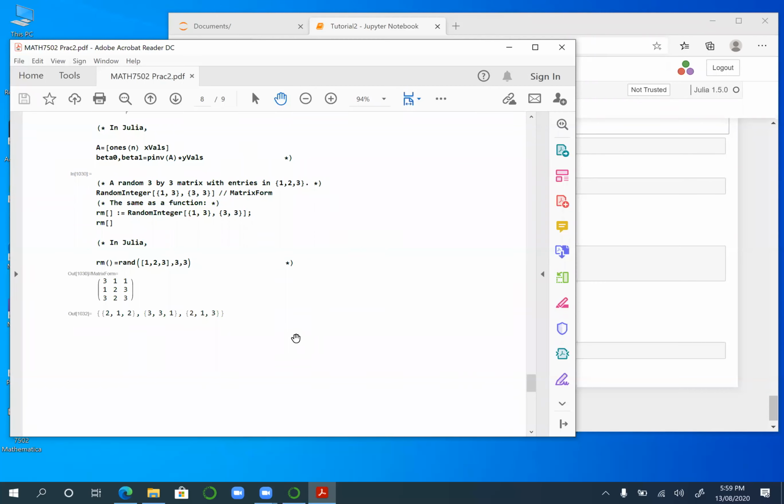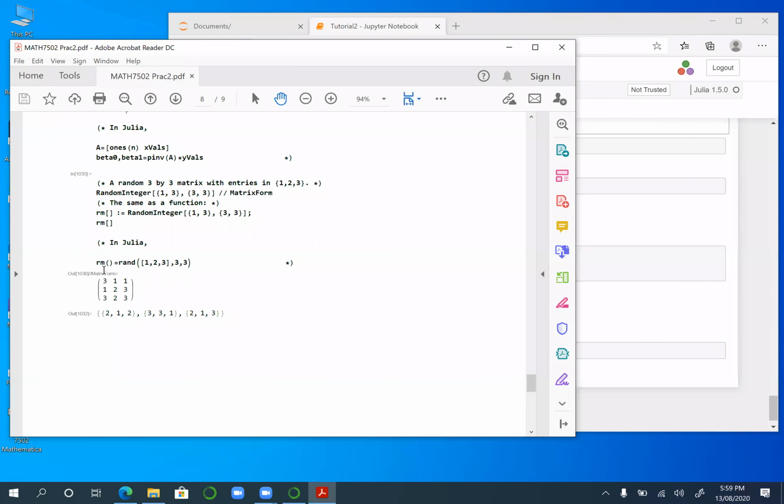Okay, so in the next exercise, what we're doing basically is forming a random 3 by 3 matrix with entries belonging to the collection 1, 2, 3. Now here's some Mathematica code for doing that, where the 3 by 3 is in the second part. And then in the task, you're building a function to do that. So this here is Mathematica code, but in Julia, this is the simple code for doing that.